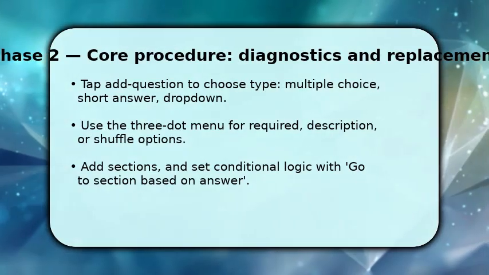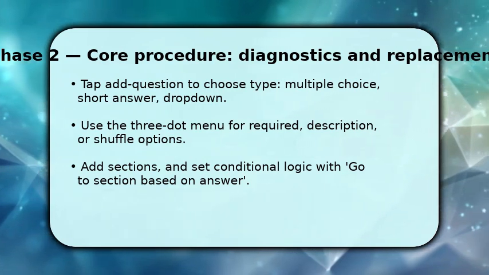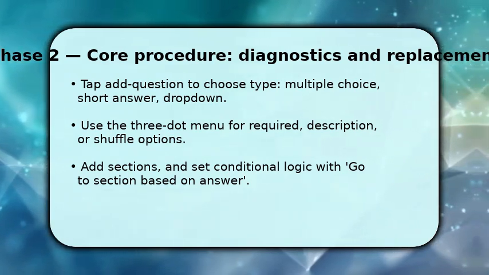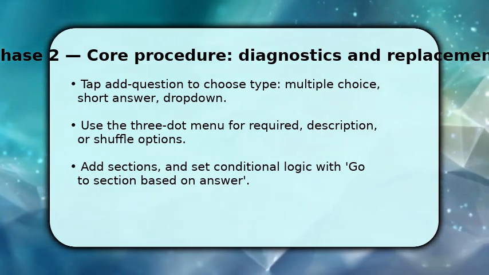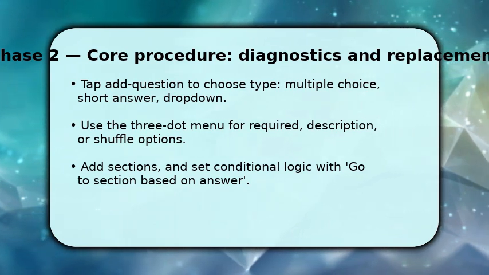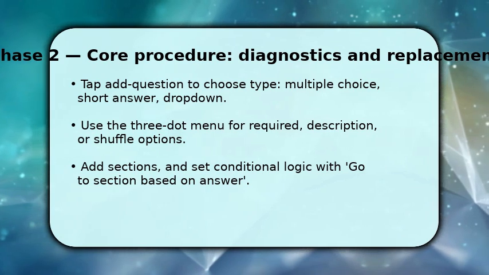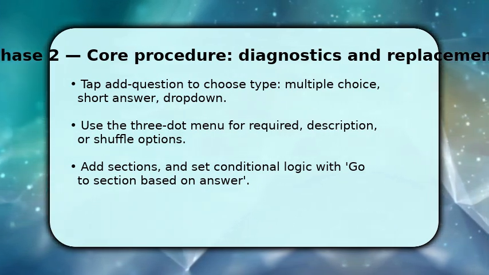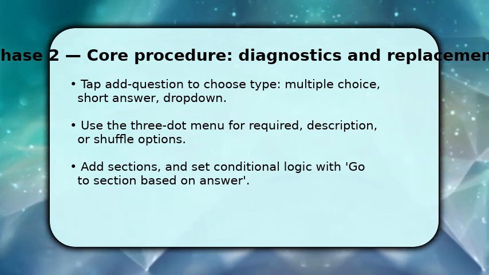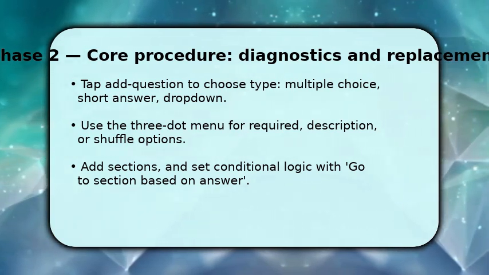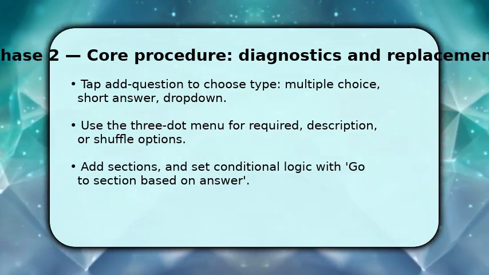Now you'll build the body. Tap to add a question and pick the type: multiple choice, short answer, drop-down, or file upload. Once done, make questions required when needed and add descriptions for clarity. To guide respondents, create sections and use go to section based on answer for conditional flows. This lets you show different questions by response. Make sure to preview often. It reveals how logic plays out on mobile. This middle stage defines respondent experience and data quality.